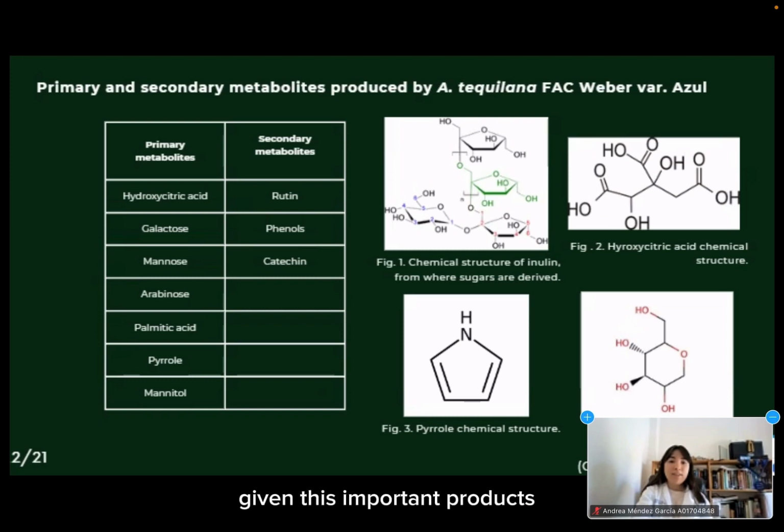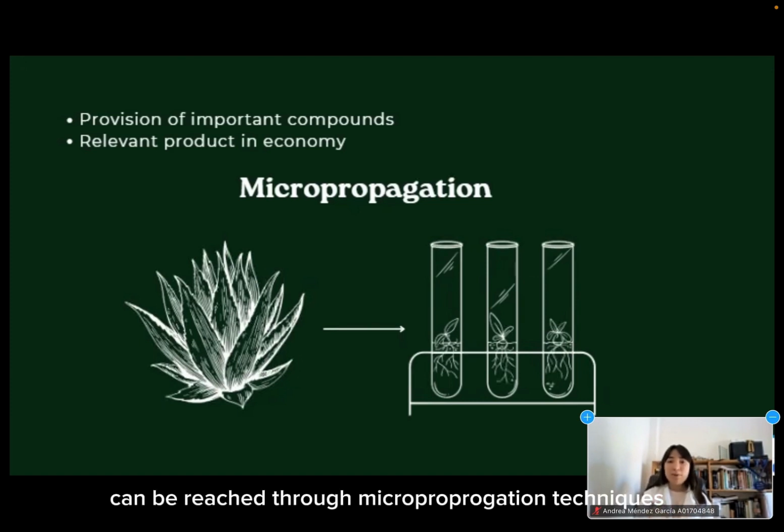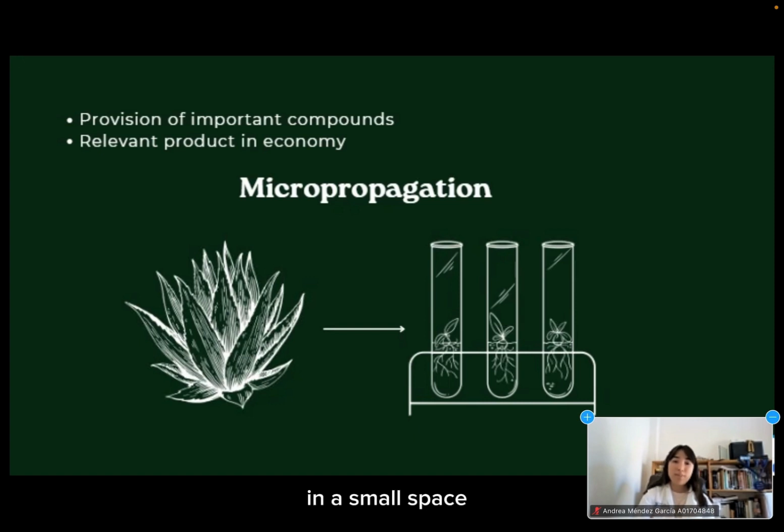As for secondary metabolites, it produces rutin, which avoids oxidative damage, phenols involved in defense mechanisms, and catechin, also an antioxidant. Given these important products and its relevance in the economic chain due to spirits production, maintaining an elite and conserved quality of this plant is fundamental. This can be reached through micropropagation techniques, which help select one plant with particular desired traits and generate many clones of it in a short period of time in a small space.